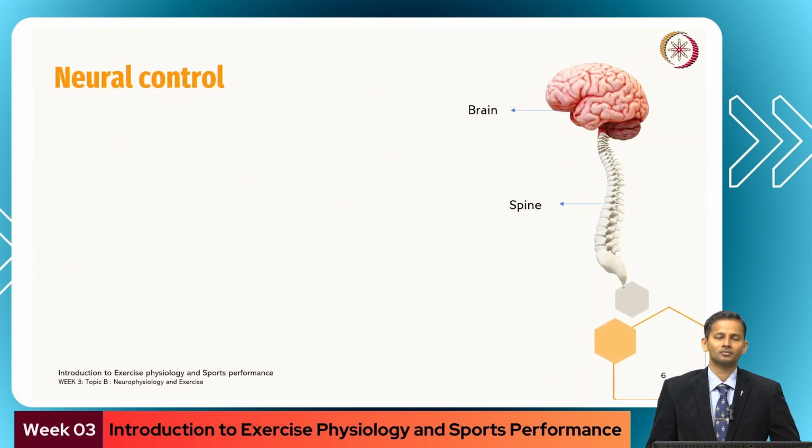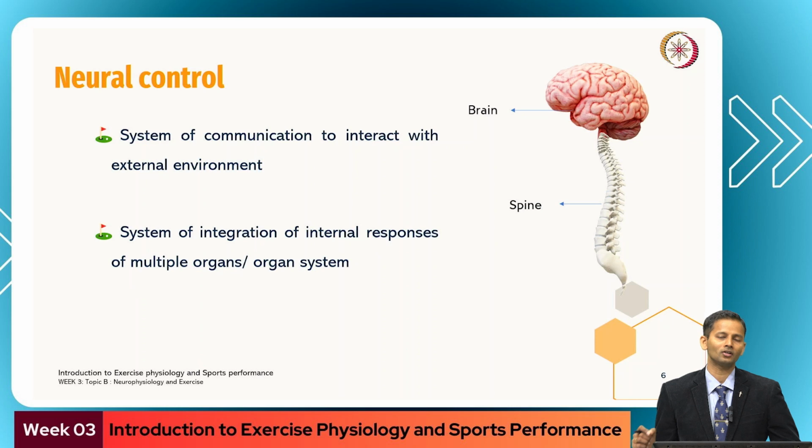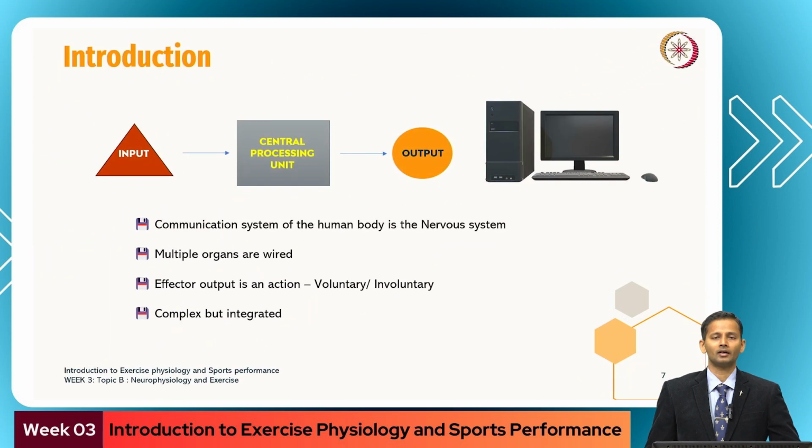So the nervous system has the brain and the spine. The spine includes the spinal cord, which is the extension of the brain. The nervous system is a system of communication to interact with the external environment. Not only that, it also integrates various internal responses of various organs and the organ systems of the body. So thus you can rightly compare your nervous system to a personal computer.